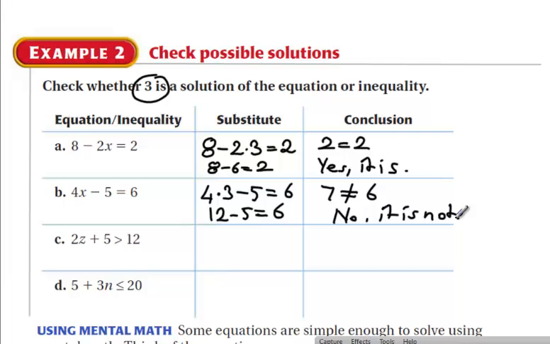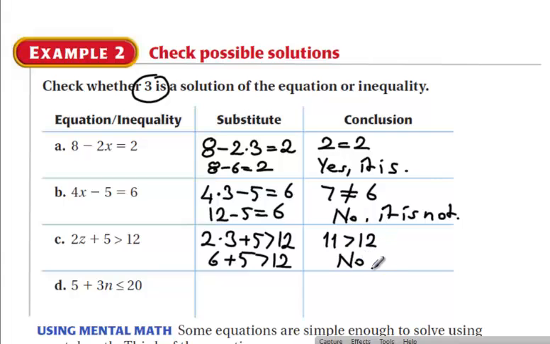Let's try the third one. So we have to substitute again. 2 times 3 plus 5 greater than 12. So 2 times 3 equals 6. 6 plus 5 greater than 12. So what's 6 plus 5? 11. Is 11 greater than 12? No, it is not a solution.